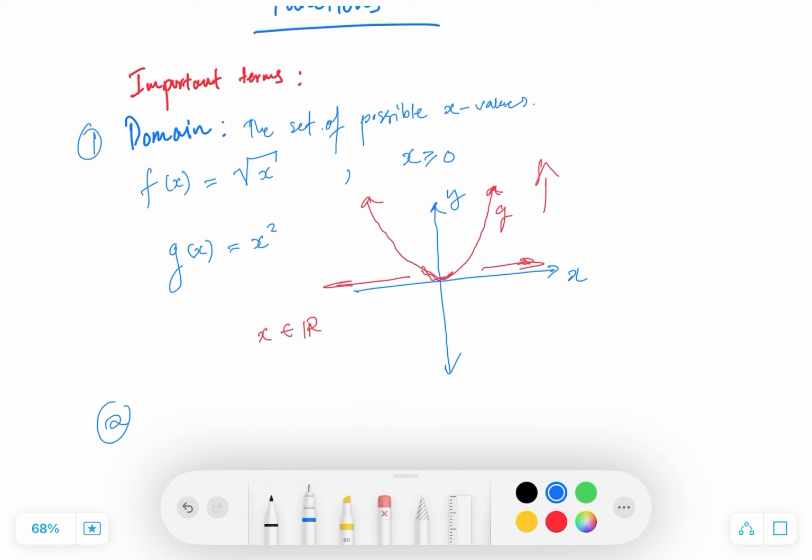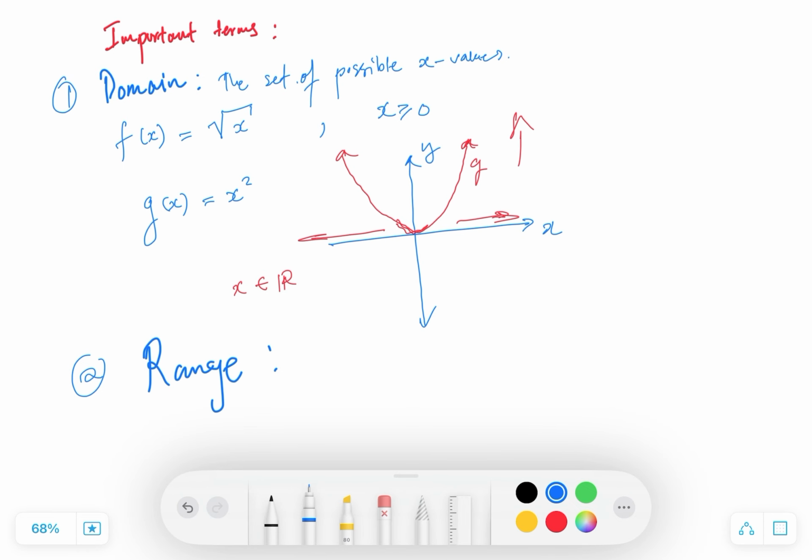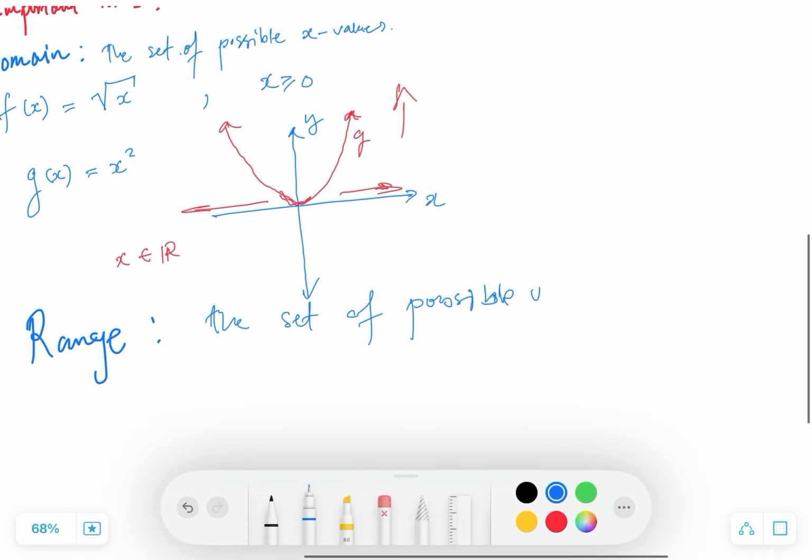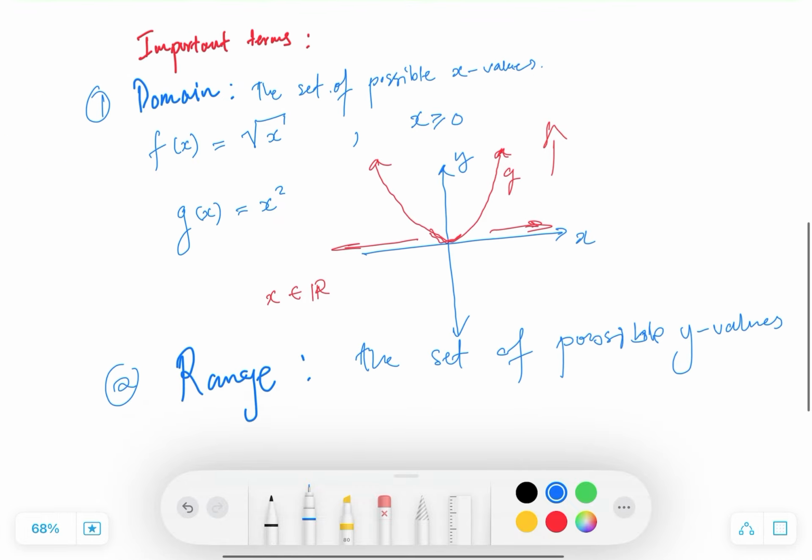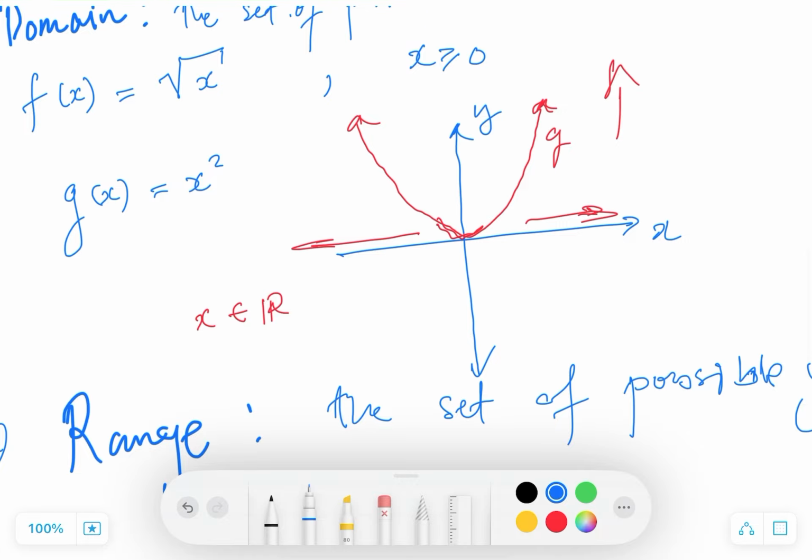the range. So the range of a function is the set of possible y values. The set of possible y values. So we're gonna use the same example up there, right?